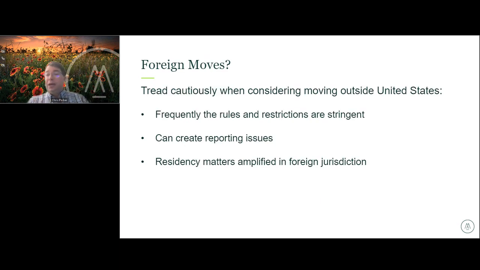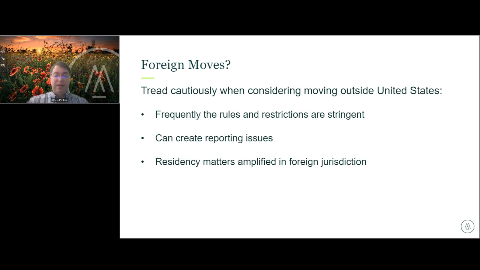And then the question becomes, well, what if I don't really want to be in the States anymore? What about Puerto Rico, or what about something looking abroad? And then we get back into Britain's conversation about the K-2 and K-3. We also get into conversations about foreign reporting rules versus U.S. domestic reporting rules. A number of the rules and restrictions are very stringent. Reporting issues become even more complicated, and residency transitions to a foreign jurisdiction are often significantly more complicated if you are thinking about moving there.